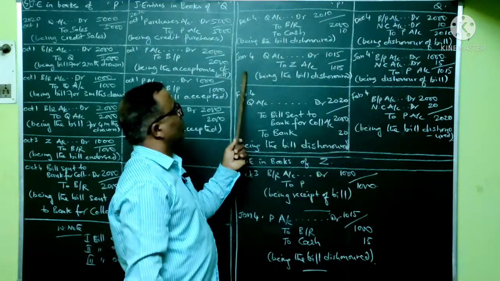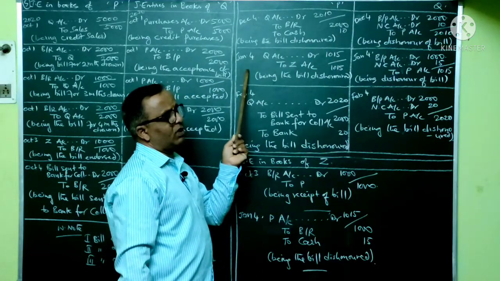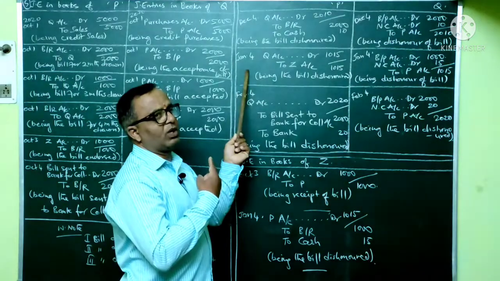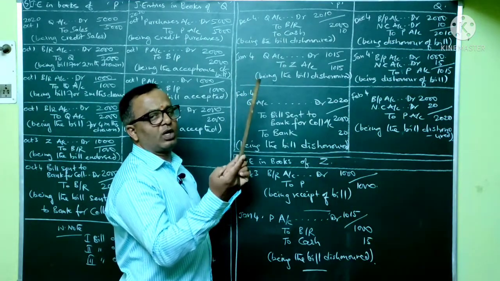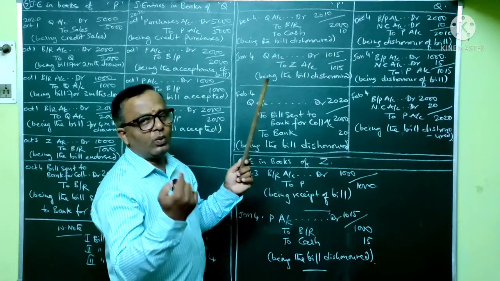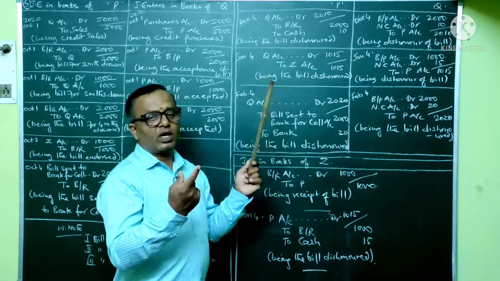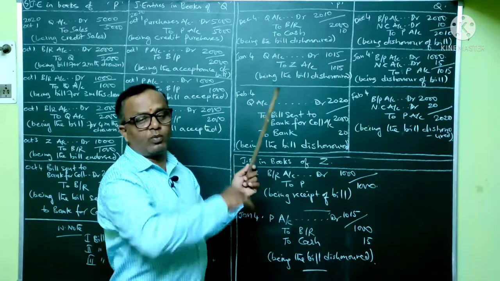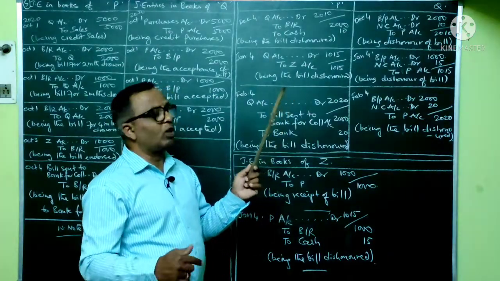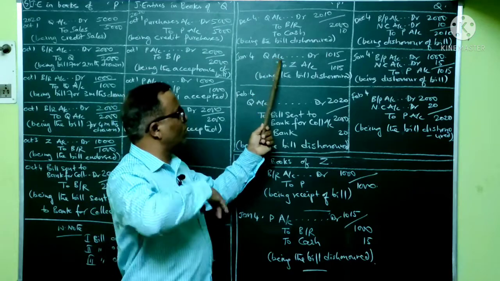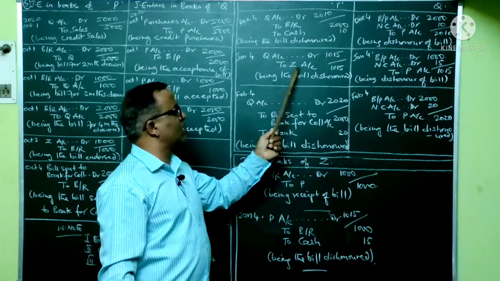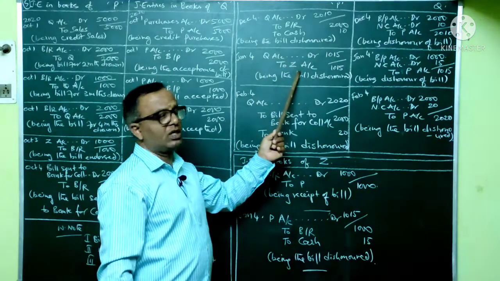Now the second bill is dishonored. Second bill dishonored means what the drawer has done with the second bill is that he has endorsed it in favor of Z. So it is an endorsed bill dishonored. What is the entry in the books of the drawer? When an endorsed bill is dishonored, the entry in the books of the drawer will be drawee account debit to endorsee. The drawee is Q, so Q account debit to endorsee. Who is the endorsee? Z. Q account debit to Z is the entry.